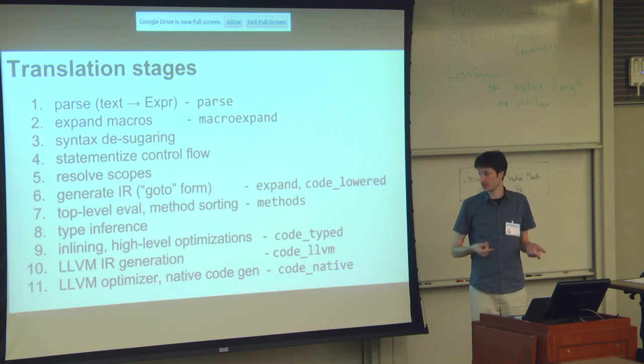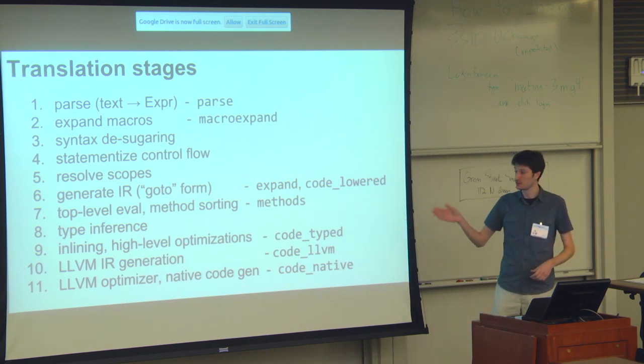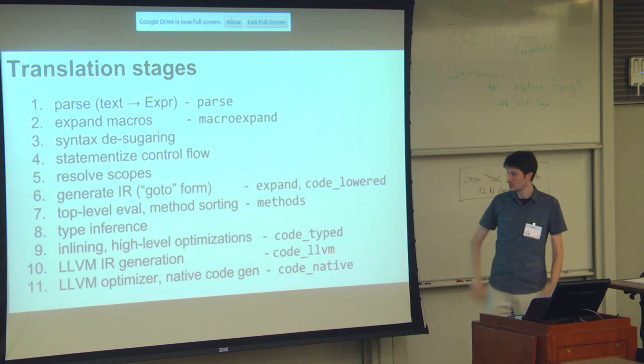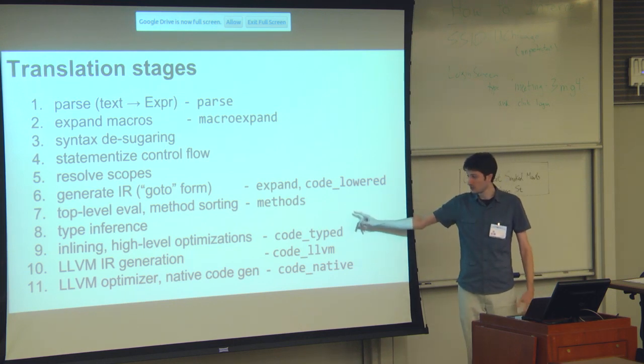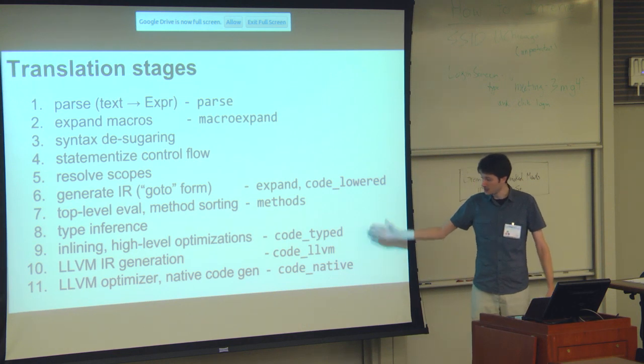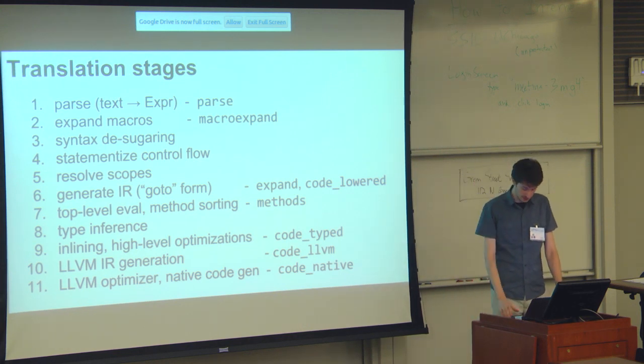And then eventually when something gets called, we need to call type inference on it on demand. We also do our own inlining and some high-level optimizations. You can see the output of those two steps with code typed. And then we do LLVM code generation, and LLVM takes it from there and does native code generation.